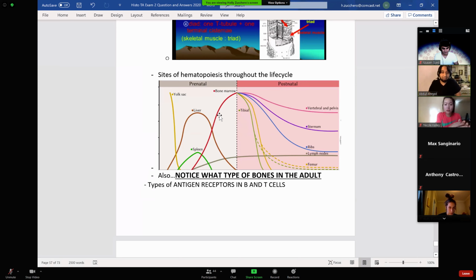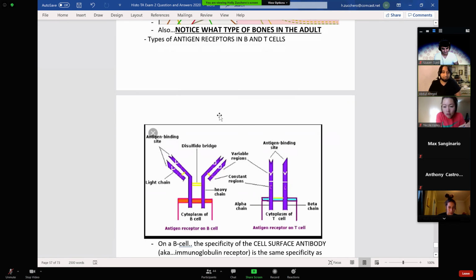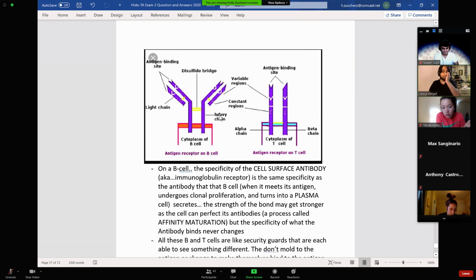Let's see, type of antigen receptors for B cells and T cells. All right, we can go over it fairly quickly. You have the heavy chains, two light chains for antibodies, and then you have the Fc receptor. And then the T cell is kind of just like a single arm of the antibody. And it has an alpha, beta, or gamma delta, but gamma delta, you'll learn about in immunology. The whole reason for bringing this up is this is important later on.